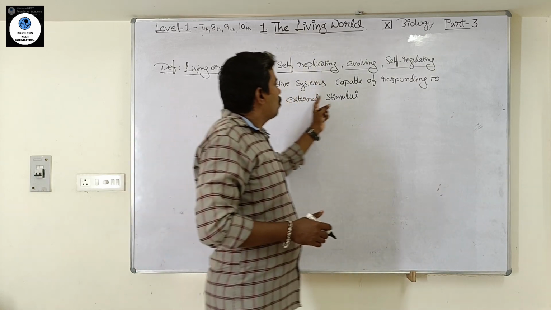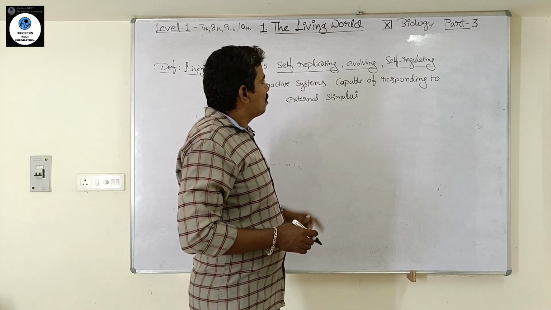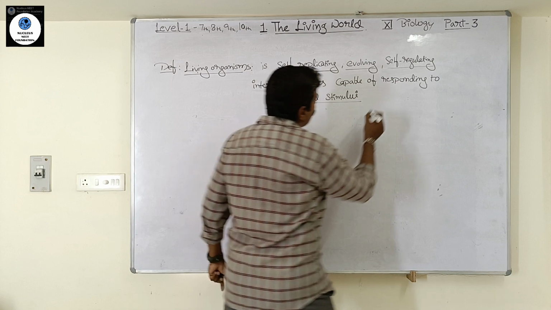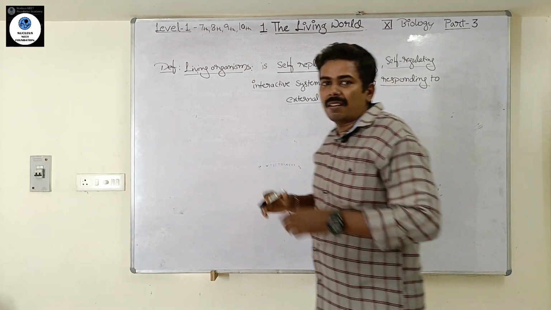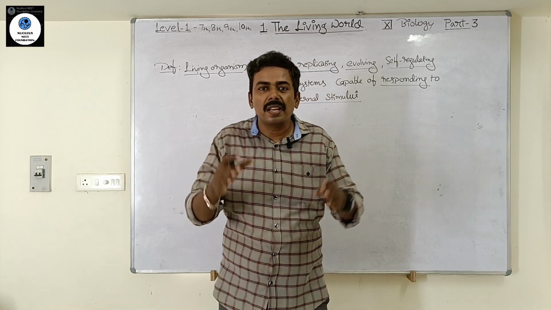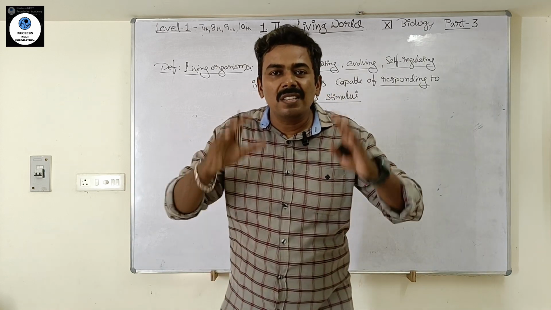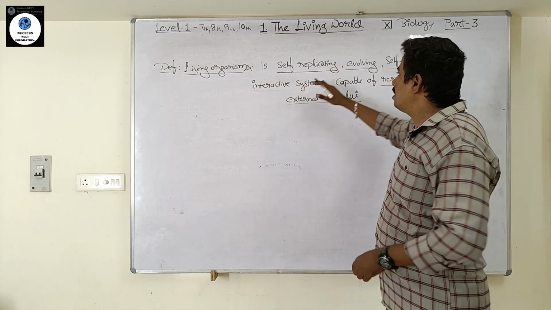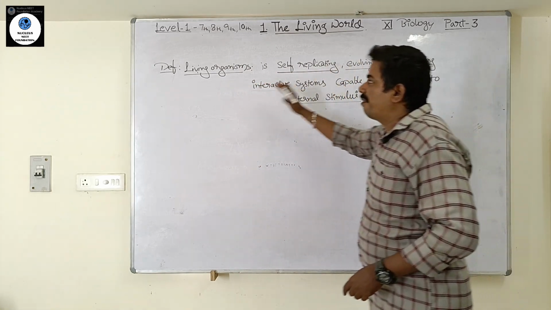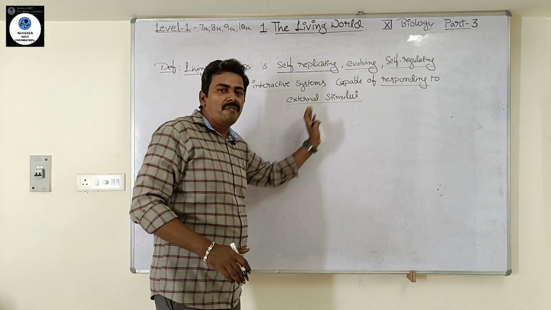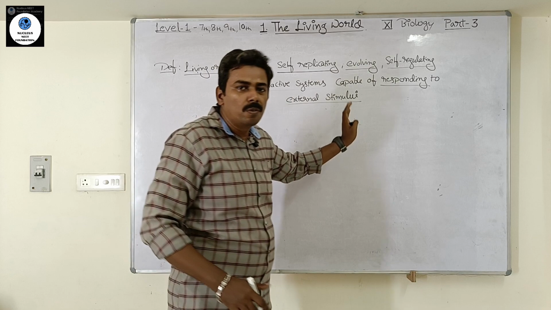And they are also capable of responding to external stimuli. Living organisms can show response to external stimulus. They can respond to light, to temperature, to touch, to pain. So this type of activity is seen in living organisms. By using all these characters, we can define living organisms. Okay, students, this is a very important definition. Take down, copy down in your notebook.